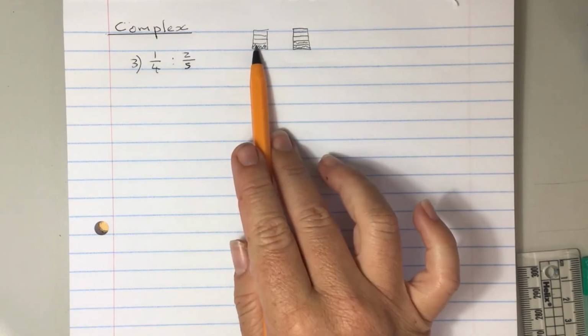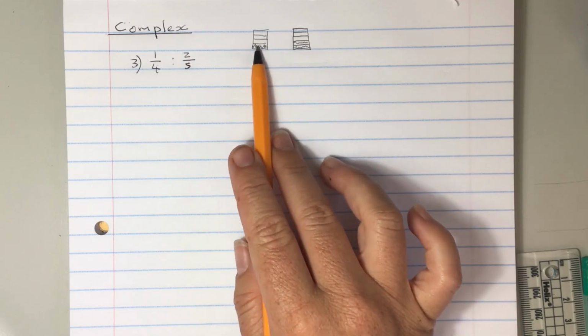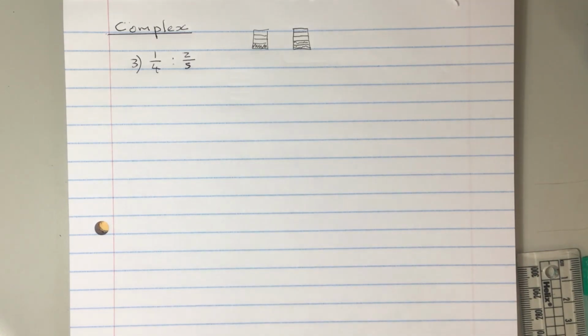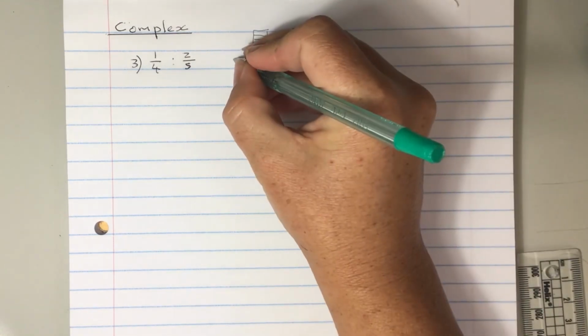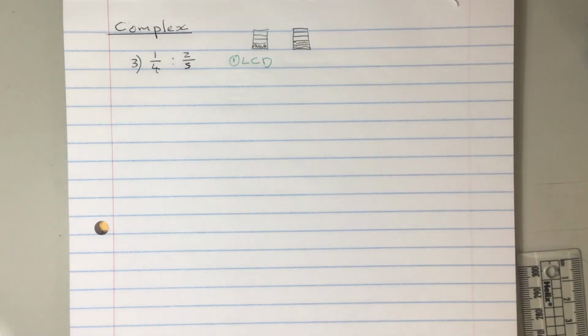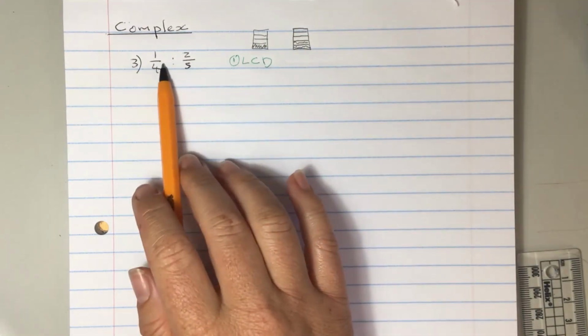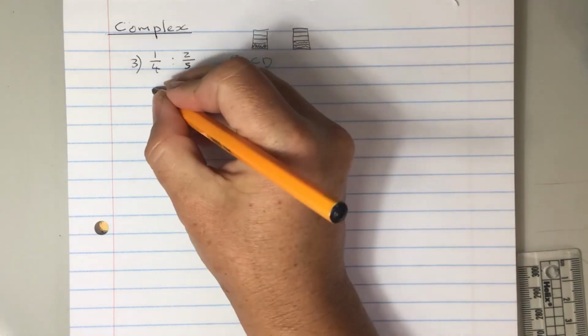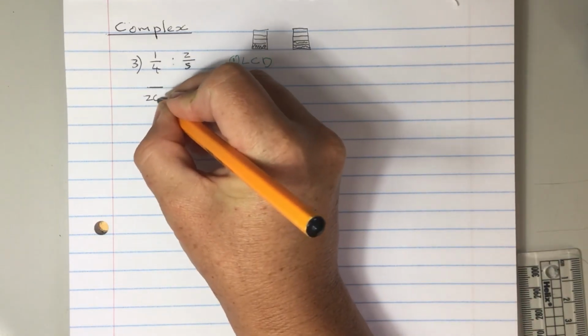But as you notice, our parts are different sizes. So what we want to do is we want to get our parts the same size. And to do that, we need to get an LCD, a lowest common denominator. So we want to know what number 4 and 5 can both divide into. Yes, it is 20.